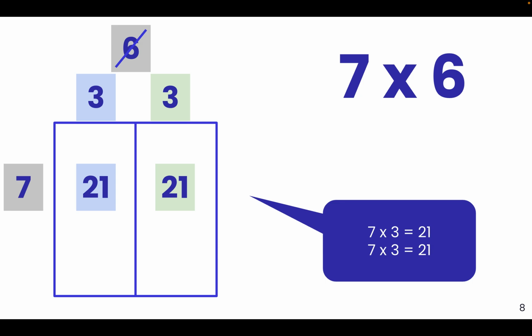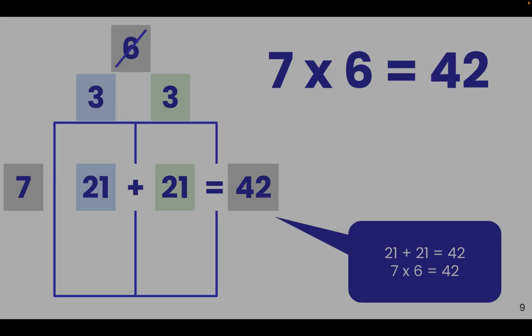So I'll add 7 groups of 3 and 7 groups of 3 together. 21 plus 21 is 42. 7 times 6 is 42.